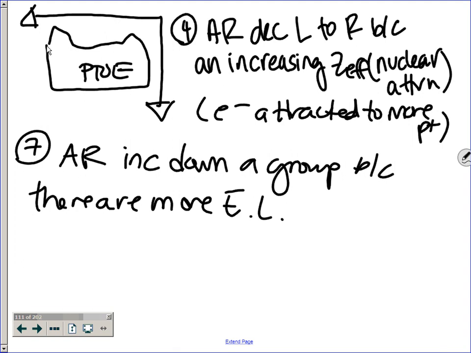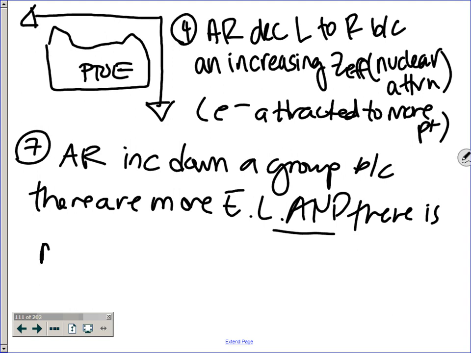One of the factors I mentioned. I want you to use the shielding effect here. So we're going down a group, right? So here to here to here to here. Which has more shielding effect? The small one, the single energy level, or the 4 energy levels? The bigger one, the 4 energy levels, right? Okay, so atomic radius increases down a group because there are more energy levels and there is more shielding effect.